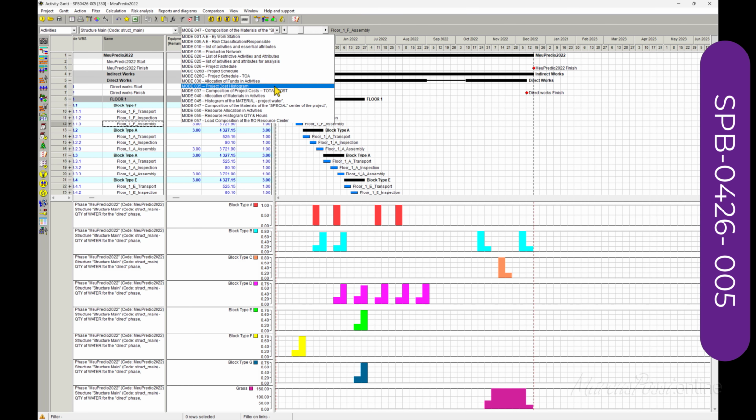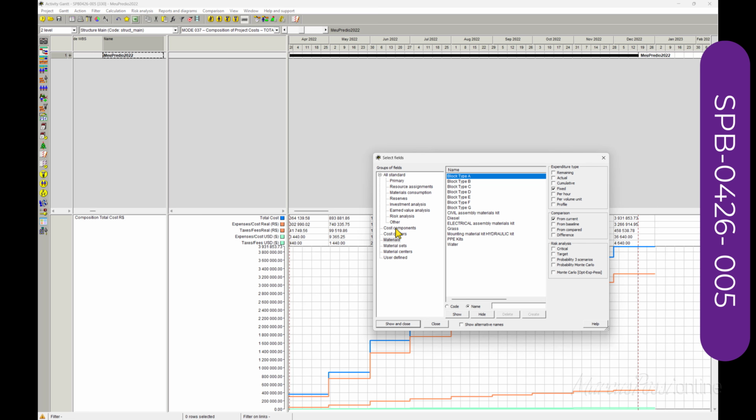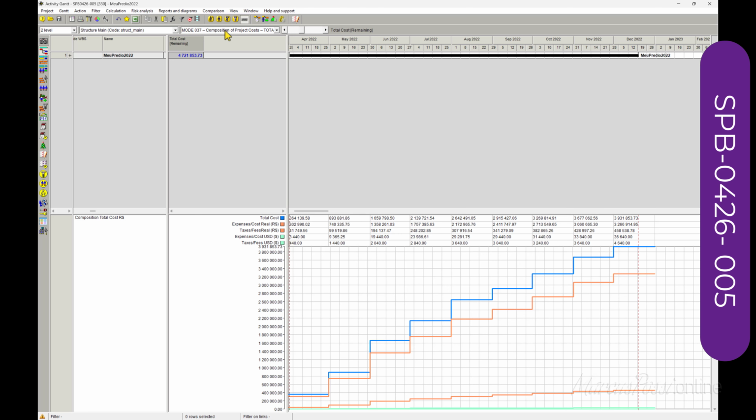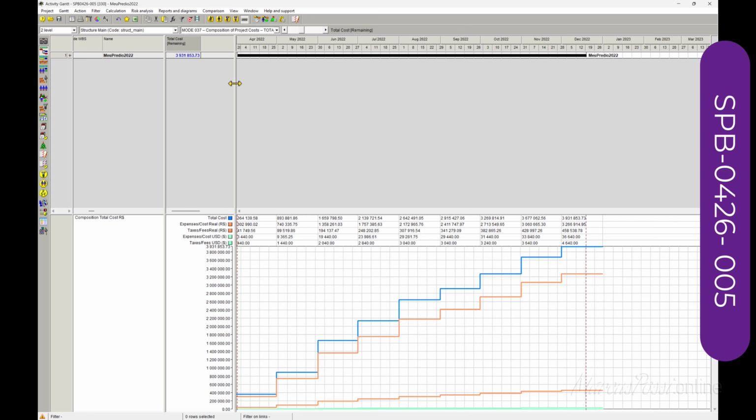The cost will change. Project cost histogram, composition of costs. Okay, here all the costs were recalculated. Cost components, cost center, total costs. Yes, so total costs. Calculating 3 millions, not 4 millions. We have bought too many blocks, and people will ask you, why did you decide to buy so many repeated blocks? Okay, mode 47.